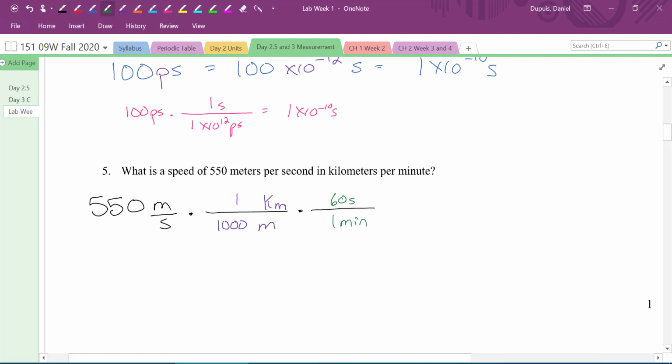That one, I will expect you to know how many seconds are in a minute and how many minutes are in an hour. Just telling you right now. Like, how do I know all these conversions? Well, almost every conversion can be looked up except for those two. I will expect you to know those. And I think that's pretty fair. All right. Okay, and if we do that math, I should get 33. I have 2 sig figs, so I'm only going to get 33 kilometers per minute because I only have 2 sig figs.